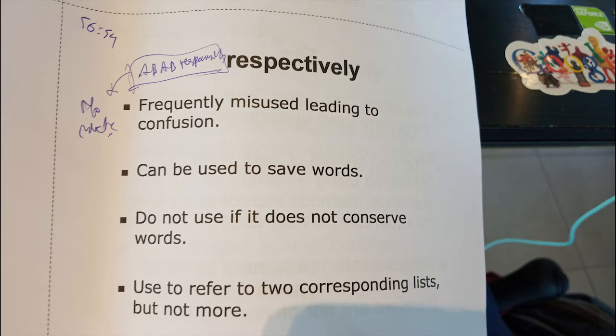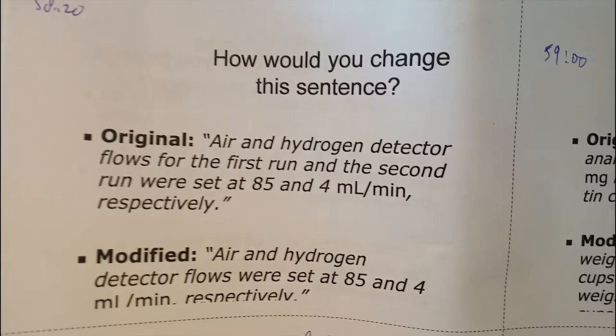Let me tell you the rule about respectively. When you use the word respectively, you can say a total of four things: A, B, respectively. That's it. Four. You cannot say A, B, C, respectively. You also cannot say A, B, C, D, E, respectively. Just four. If you have more items, then write more sentences, but you can't use the word respectively to do it. Let me show you an example here.